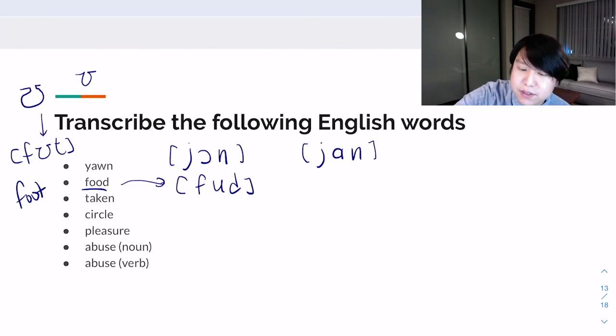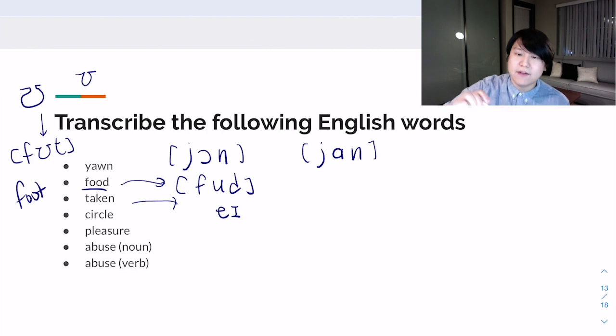The next word is taken. This is the first time we're having a diphthong. It starts with A and ends with E. So when you have a diphthong, you have to note that it's not the tense E vowel. If it were a tense E vowel, it would be different. You don't say it that way. The second vowel is kind of weak, so it's lax, so you use this vowel.